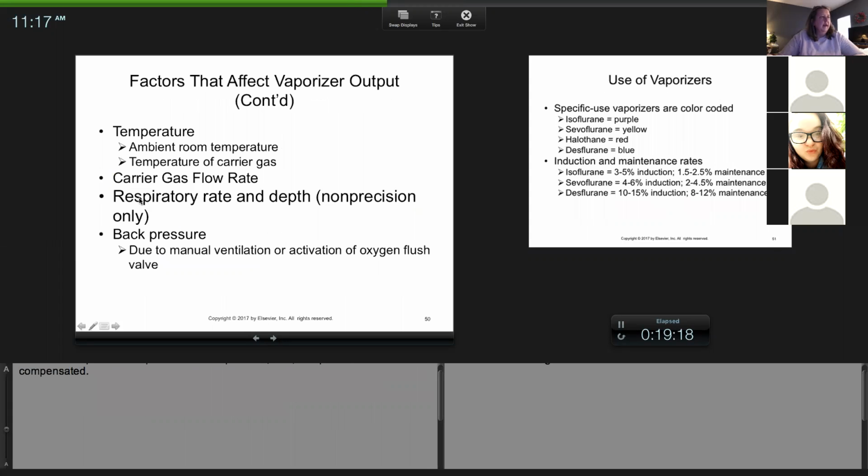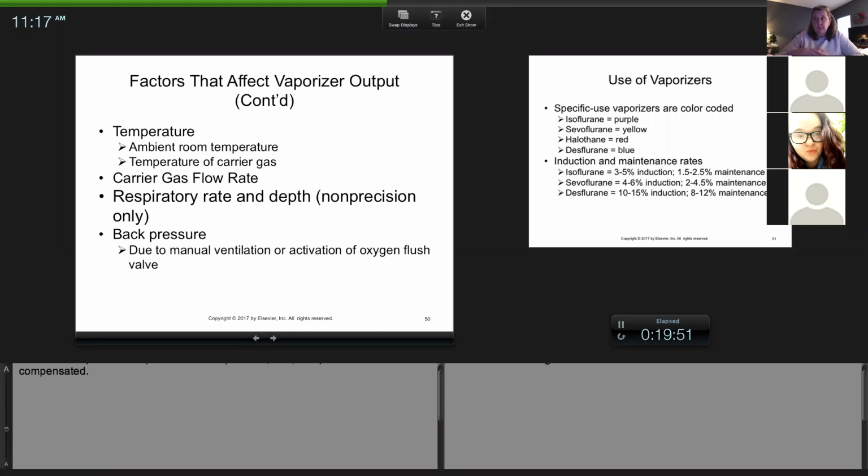And then respiratory rate and depth. Only in a non-precision vaporizer does that affect the concentration. Because remember, if your patient starts breathing rapidly, they're going to pull more anesthetic to themselves. They can increase their depth. And on the flip side, if they stop breathing or their respiratory rate drops dramatically, they're not taking in as much anesthetic. So respiratory rate and depth can have an effect.